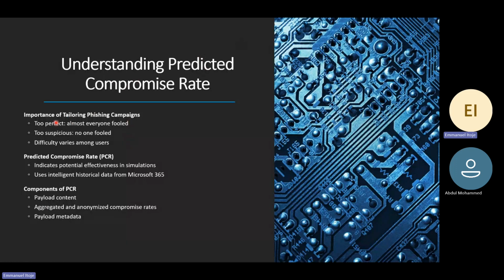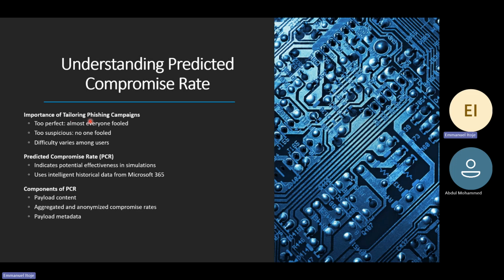So it's very important for tailoring your phishing campaigns, right? If the training is too perfect, almost everyone will be fooled. And if it is too suspicious, people can easily guess that, oh, this is a phishing email. So at that point, nobody will be fooled. It's actually very difficult, because the difficulty varies among the users, right? The phishing message can sometimes be considered difficult to identify by some users or considered easy to identify by other users, right?